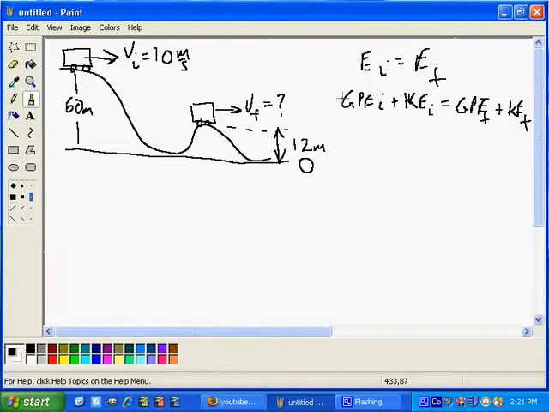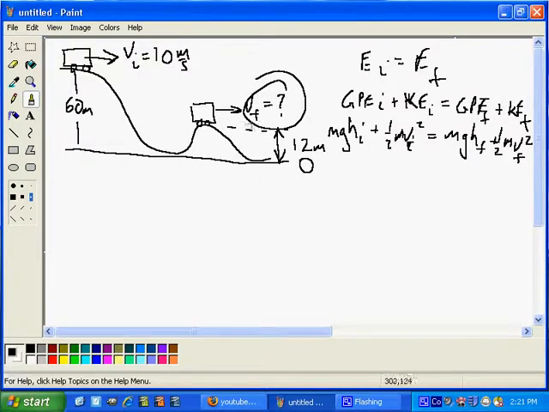So this translates actually into an equation of mgh initial plus 1/2 mv initial squared equals mgh final plus 1/2 mv final squared. And we're looking for v final. This is what we're trying to find, v final.